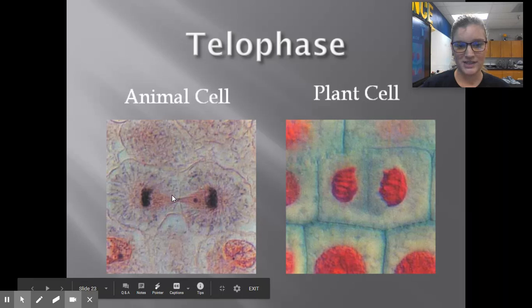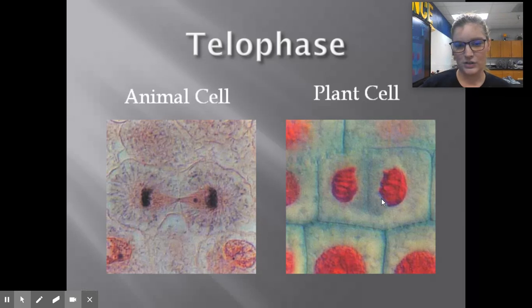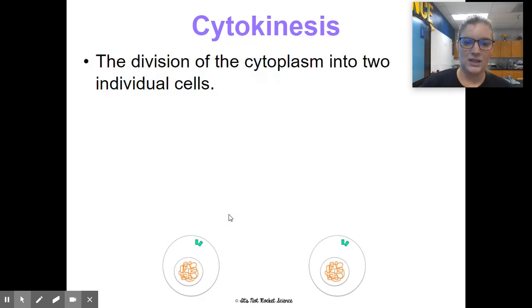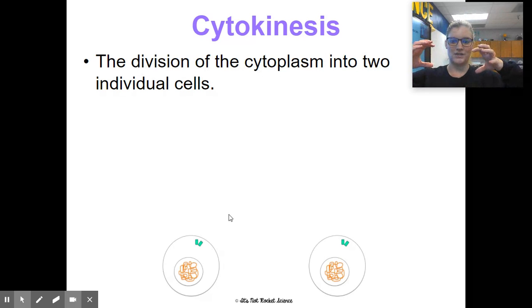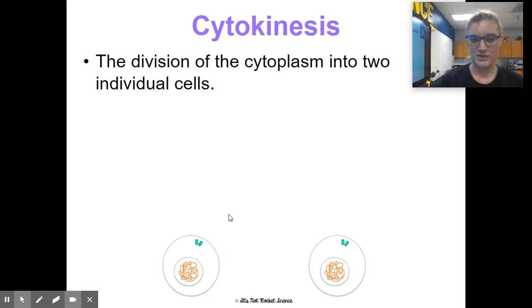So here's telophase. You can see a little bit of a circle forming back around all of our chromosomes, and those are new nuclear envelopes, nuclear membranes. In cytokinesis, this is where everything's pulled off to different sides. Now we're actually going to break them apart into two individual cells.